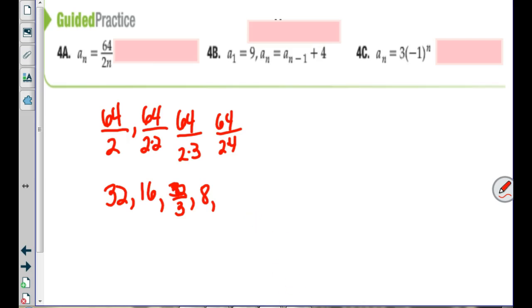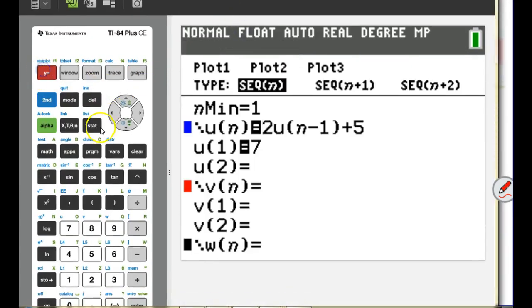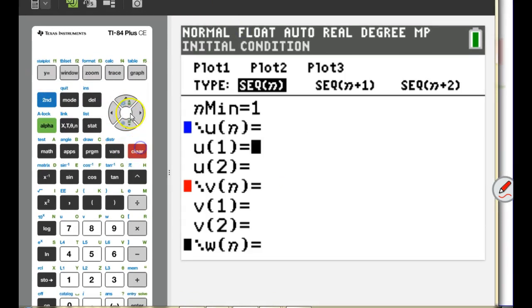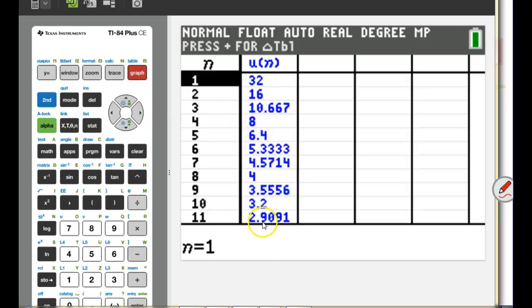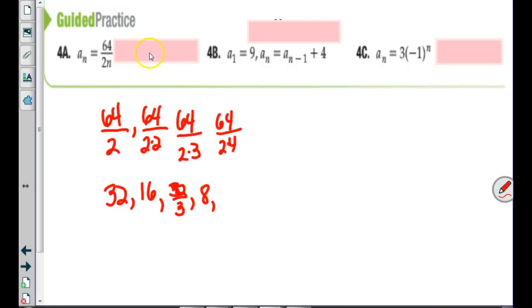If we graph it, we'd have to be careful to put parentheses around the 2n. Again, we don't want the first term to be 7. It's 64 divided by just 2n. And then if we were to look at the list, it's getting smaller and smaller and smaller. If we were to graph it, here's what's happening. Is that going to approach a certain number? What's it going to approach? 0. Okay, so this one is convergent.